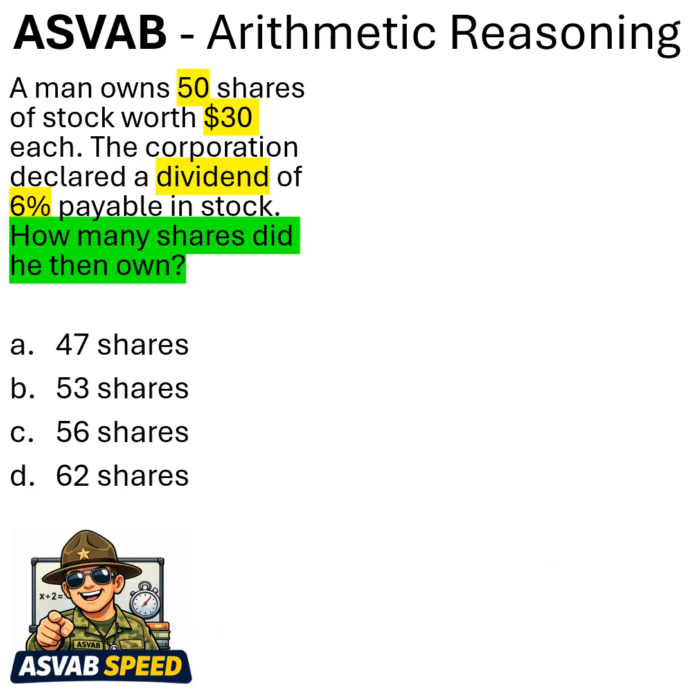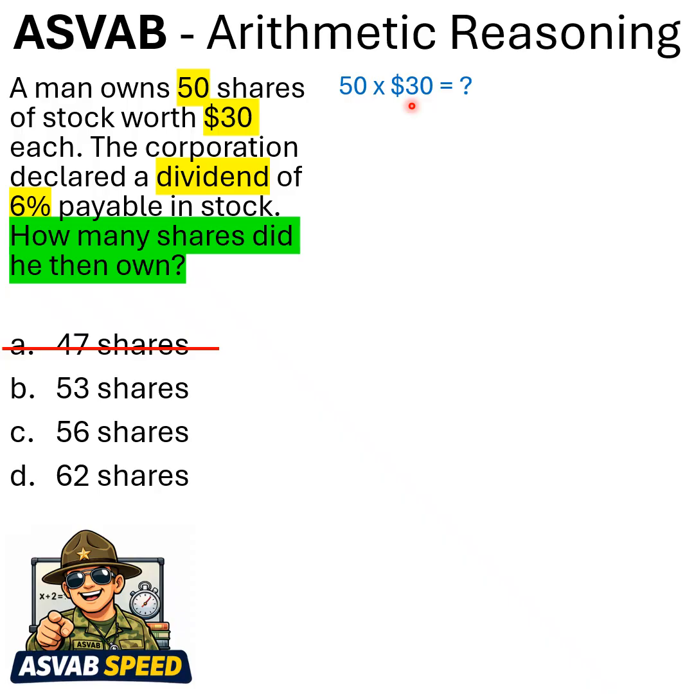Let's begin. Let's look at what's important. 50 shares, $30 each, dividend, which means increase in value of 6%, and we have to answer the question of how many shares did he then own. Let's start by looking at the answers. If I know I start with 50 shares and I have an increase in value, right away, let's knock out that 47. All right, first math part, 50 times 30.